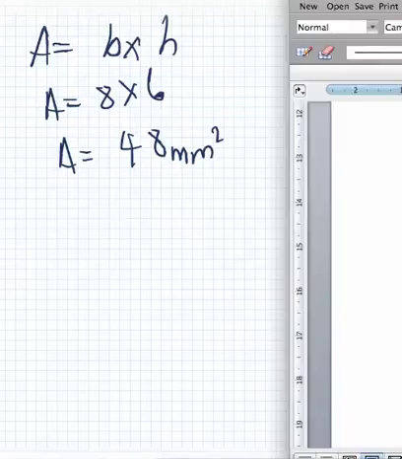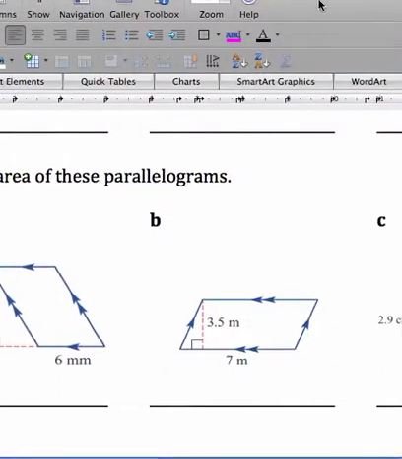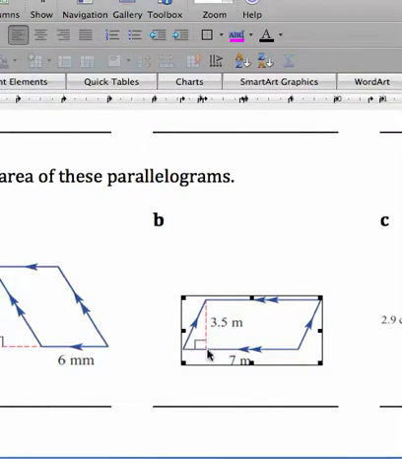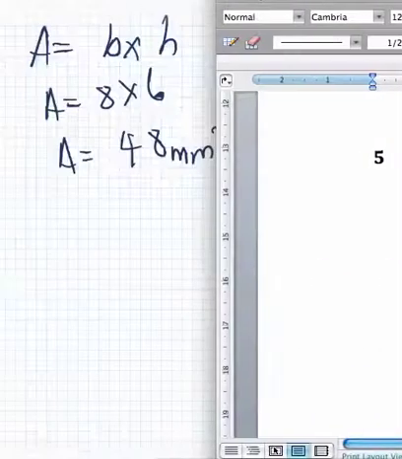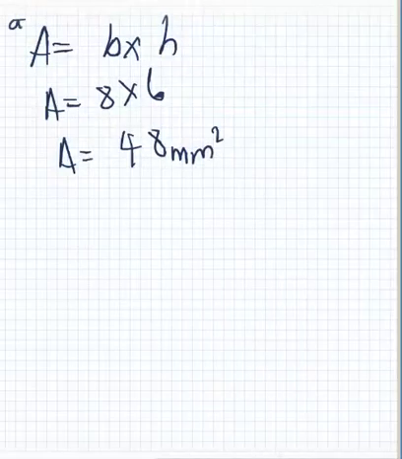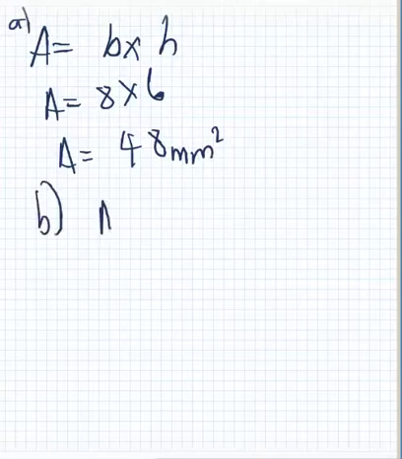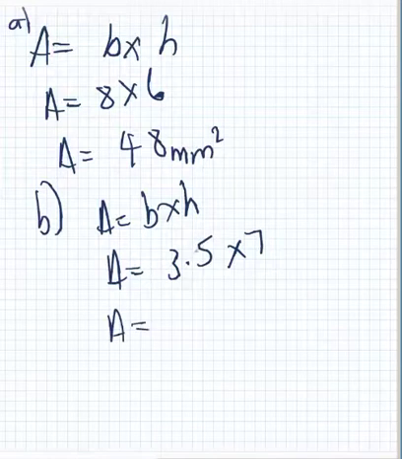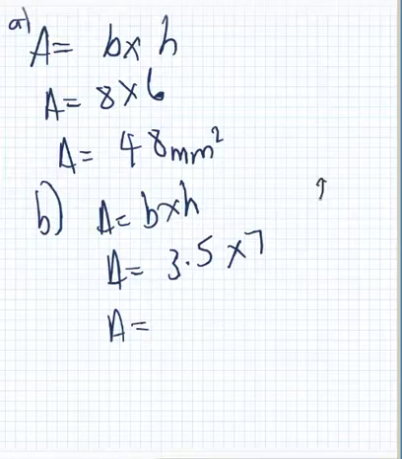Let's try the next one. So we have a look. Once again, we've got the vertical line indicated by the right angle, and it hits the base, and the base is 7 meters. So what's 3.5 times 7? First let's write it out. That's A. So for B, the area of a parallelogram is base times height. Area is equal to 3.5 times 7. To work this out mentally, what's 3 times 7? 3 times 7, I know, is 21.